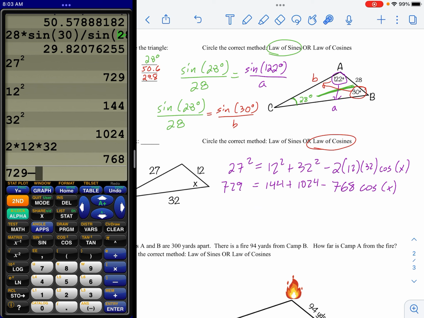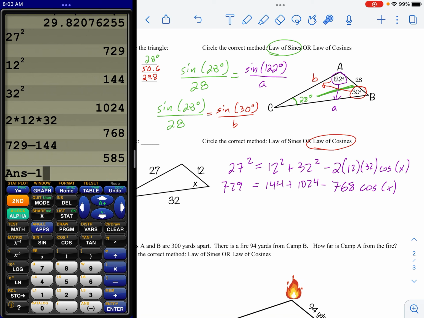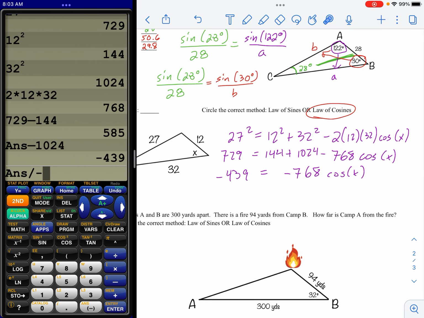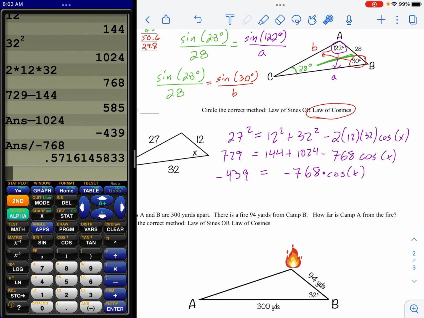So 729 minus 144 minus 1024. So that would be negative 439 equals negative 768 times the cosine of x. Okay. Remember the negative. A lot of kids forget that. Now I'm going to divide by negative 768. I'm not adding it, okay, because these are being multiplied right here, and you get a decimal. 0.57 equals the cosine of x.